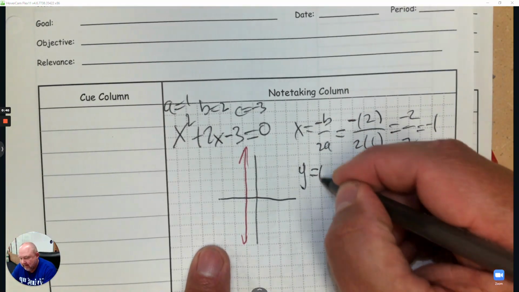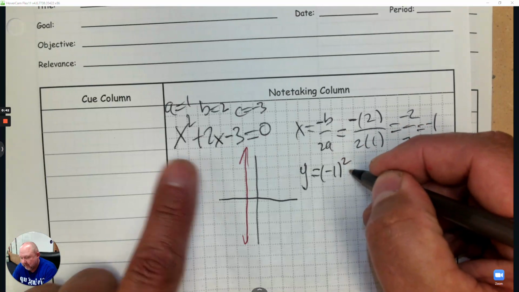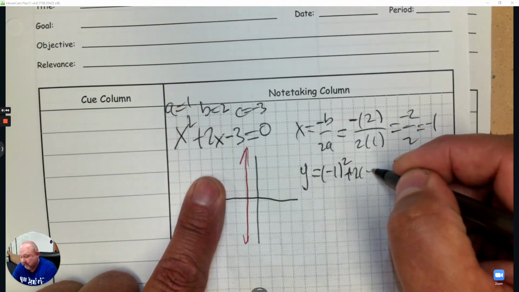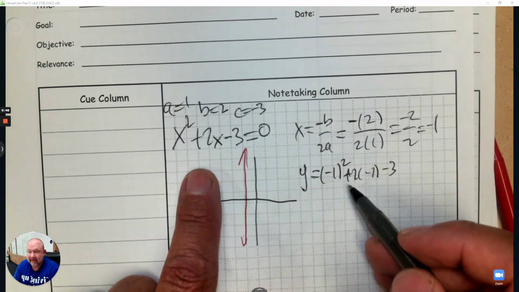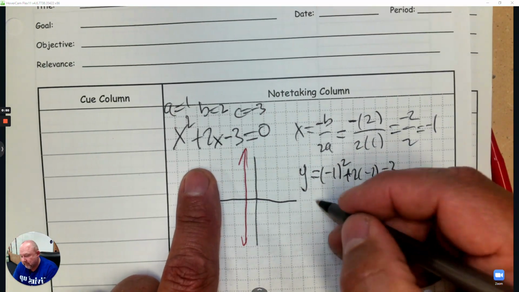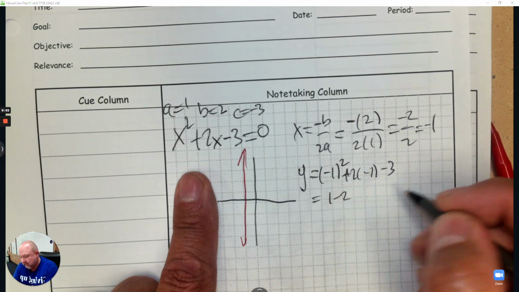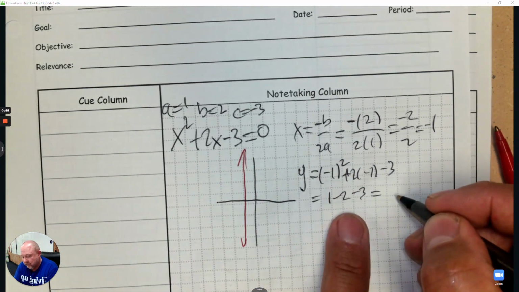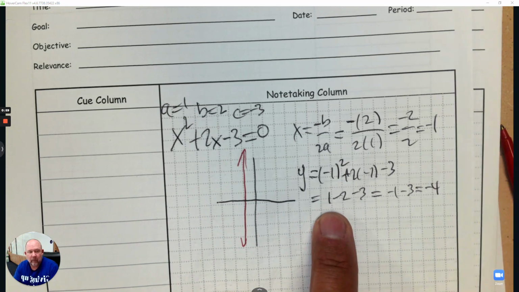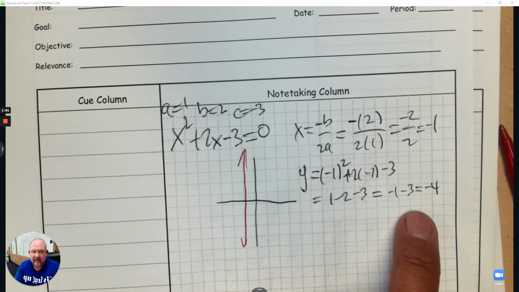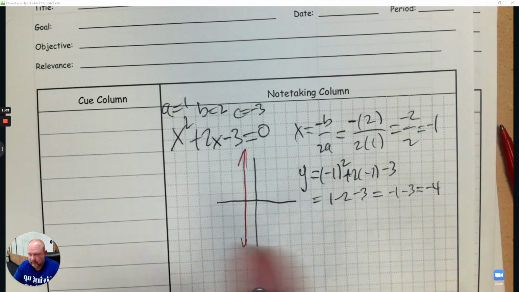Then I'm going to go y equals, and I'm going to plug negative 1 in for x, and solve it. So wherever there's an x, I'm going to plug in negative 1 and solve it. So negative 1 squared, 2 times negative 1. And if you solve this, that answer is going to be negative 4. So 1 take away 2 is negative 1, and negative 1 take away 3 is negative 4.